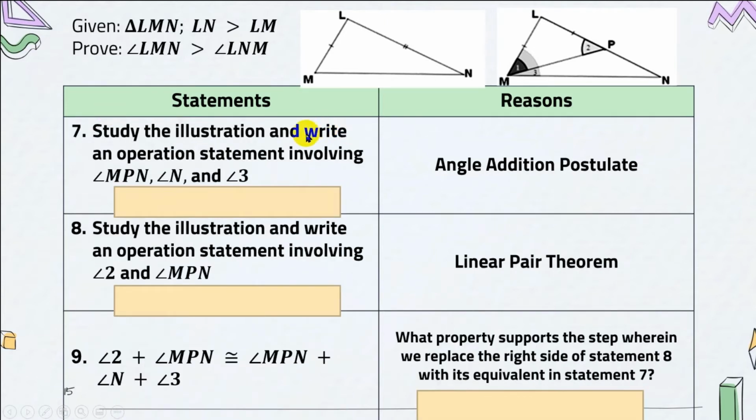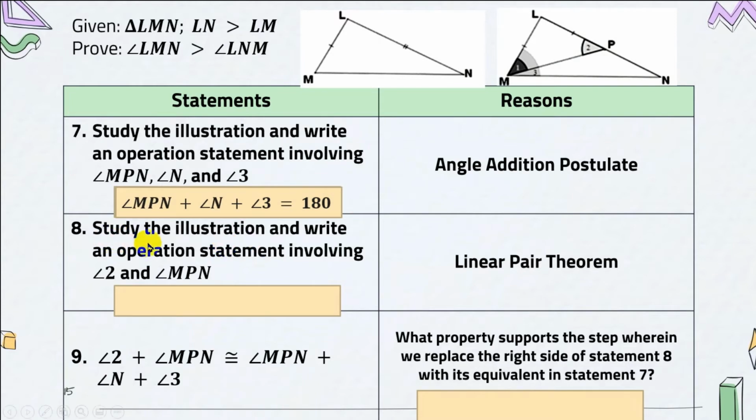So, study the illustration and write an operation statement involving angle MPN. So, this one, angle N, this one, and angle 3. So, ang reason is angle addition postulate. So, ano nga bang masasabi natin kapag pinag-add natin yung tatlong angles na yon? Equal sila sa 180. So, angle MPN plus angle N plus angle 3 is equal to 180 kasi nga po ito ay nanggaling sa triangle MPN.